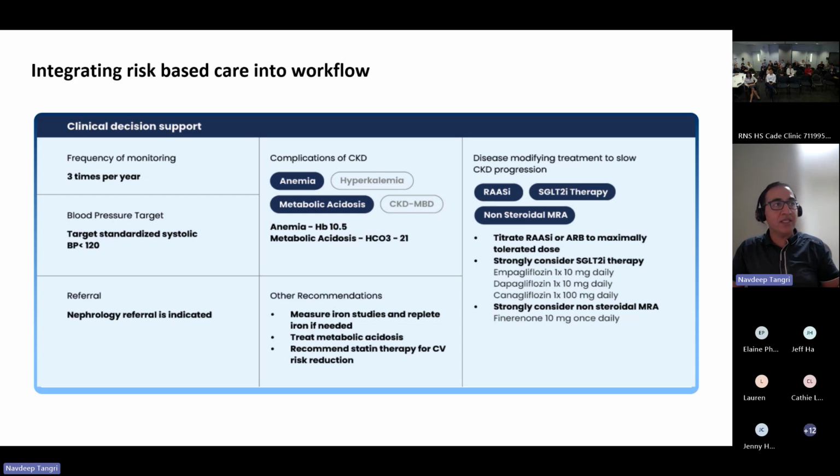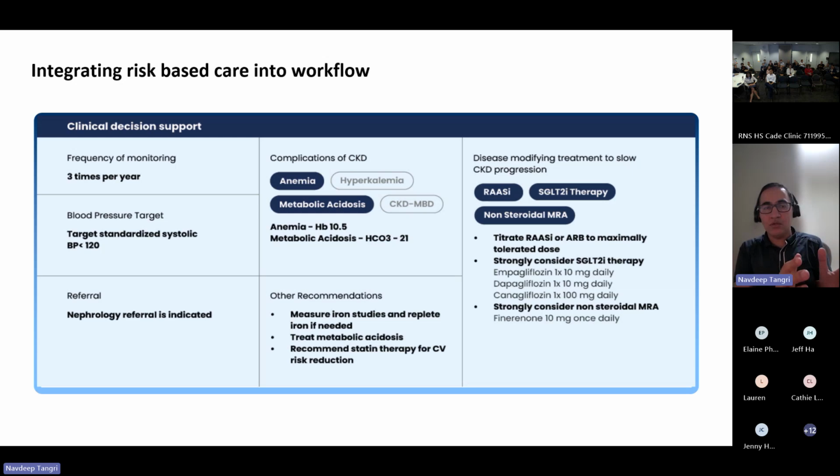And the next piece, we give the primary care doctor a comprehensive report. Please monitor this patient 3 times a year, target a blood pressure of 120, refer them to a nephrologist, treat their anemia and acidosis, and treat them with RAS inhibitors, SGLT2 inhibitors, and MRA. We map all their labs to clinical practice guidelines, and we provide recommendations that are evidence-based and product monograph-based. So nothing is off-label, nothing is off guideline.